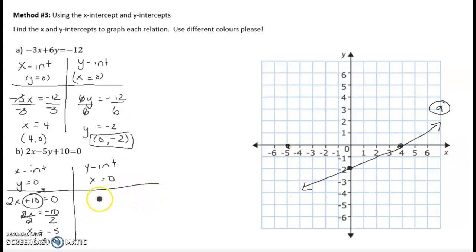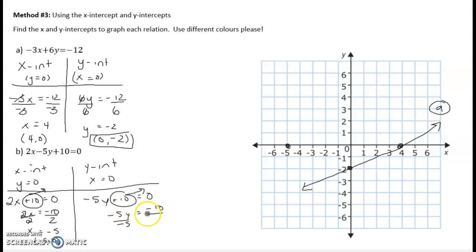The next one. We have the y-intercept, so x is 0. So 2 times 0 is 0. So now we just have negative 5y plus 10 equals 0. So I'm going to bring this 10 over to this side. So you're going to have negative 5y equals, that positive 10 turns to a negative 10.